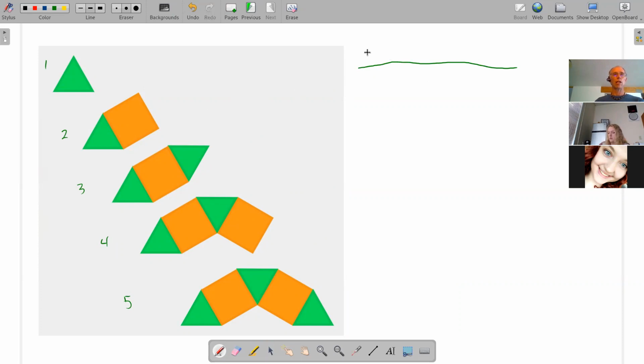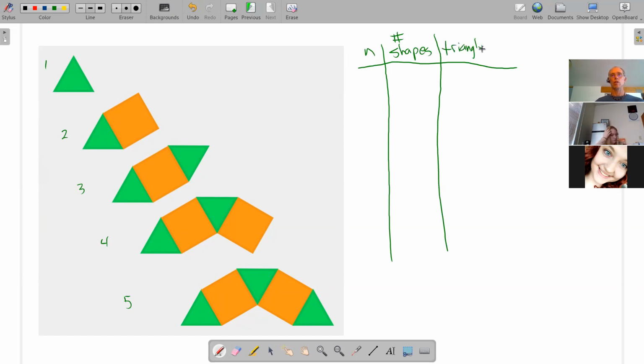So what do I want to keep track of? I want to keep track of n. I want to keep track of the number of shapes, so I'm just going to call that number shapes. I want to keep track of the triangles. And I want to keep track of the squares.